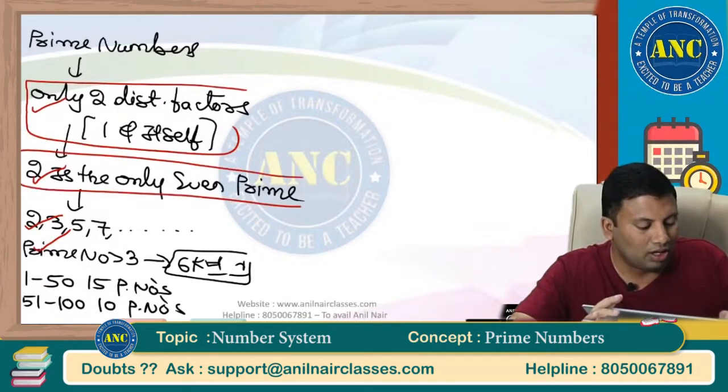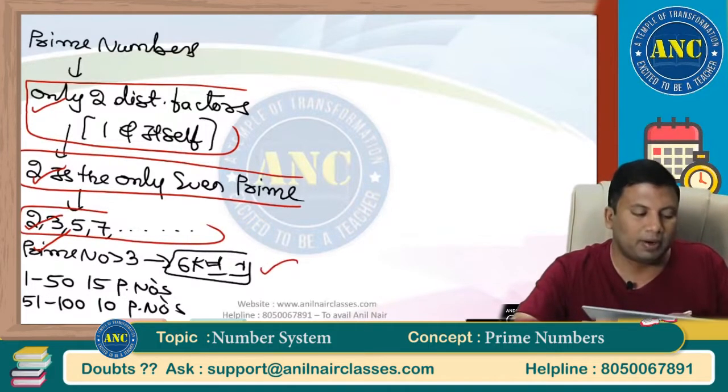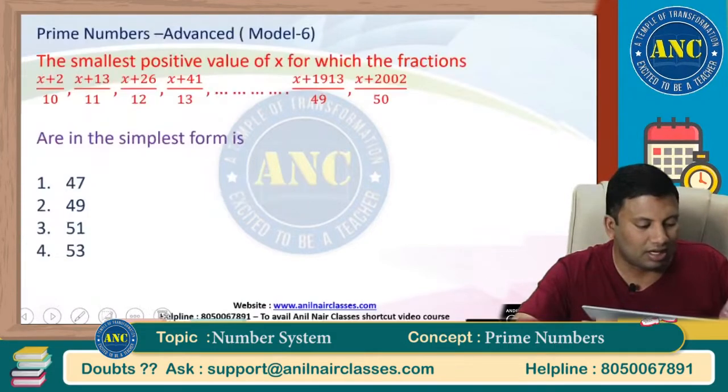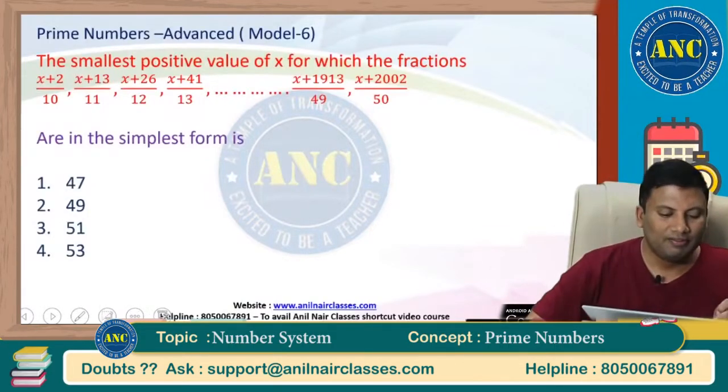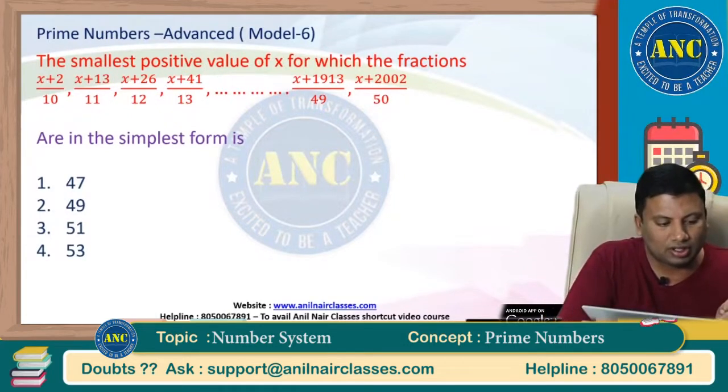2 is the only even prime number. The series is 2, 3, 5, 7. Any prime number greater than 3 is of the form 6k plus or minus 1. Let us solve this problem. Few students have answered me on WhatsApp. Now, before we solve the question, see here.